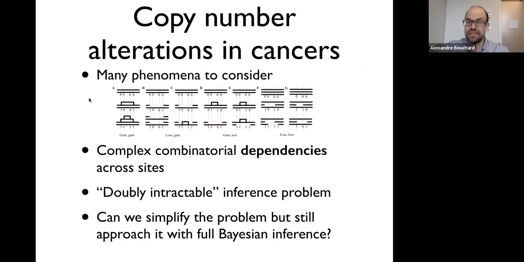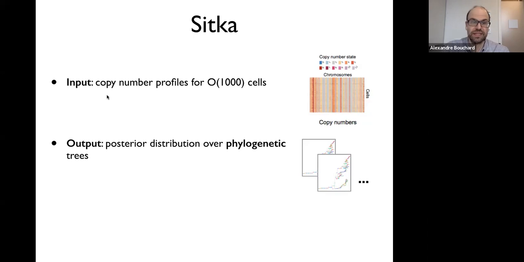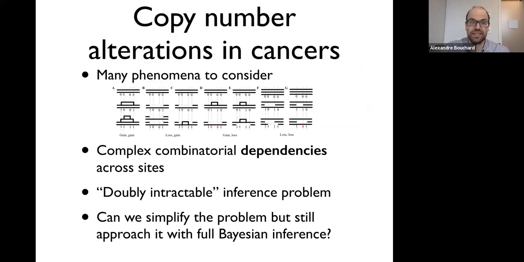So the difficulty with using copy numbers as input is that it's a complex evolutionary phenomenon. There are many things that can happen. We can have overlapping events that break the site independence assumption that we find in phylogenetics. Here's an example of a gain followed by a gain, and you can have overlapping effects as well, for example, overlapping losses. As a whole, this creates complex combinatorial dependencies across sites.